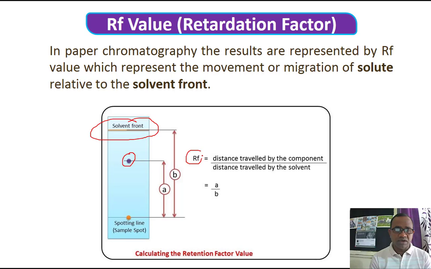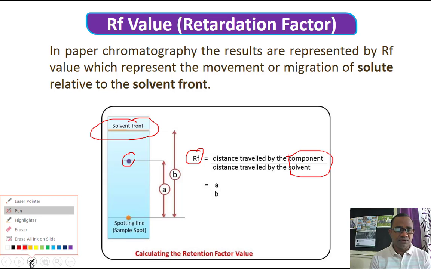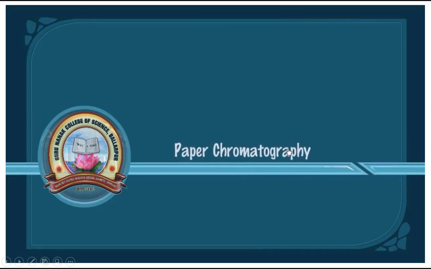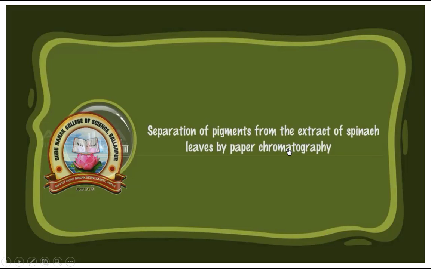So the RF value is calculated by the distance traveled by the component over the distance traveled by the solvent system. This gives you the determination of the distance traveled by the solid molecules, and we can identify the samples accordingly. This is the way we generally do it for isolation methods. In order to study the basic process of chromatography, we take an example of separating plant pigments by paper chromatography.